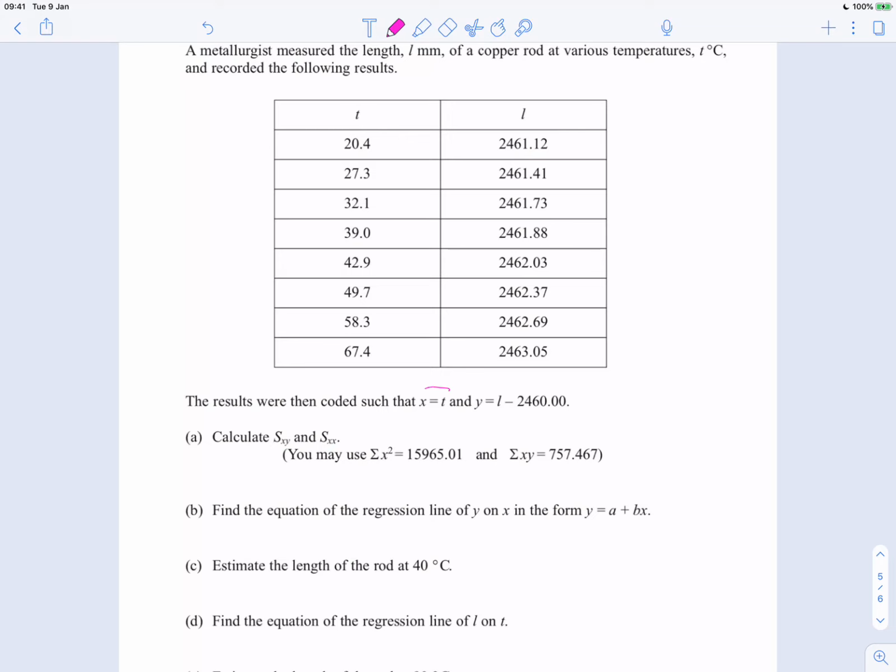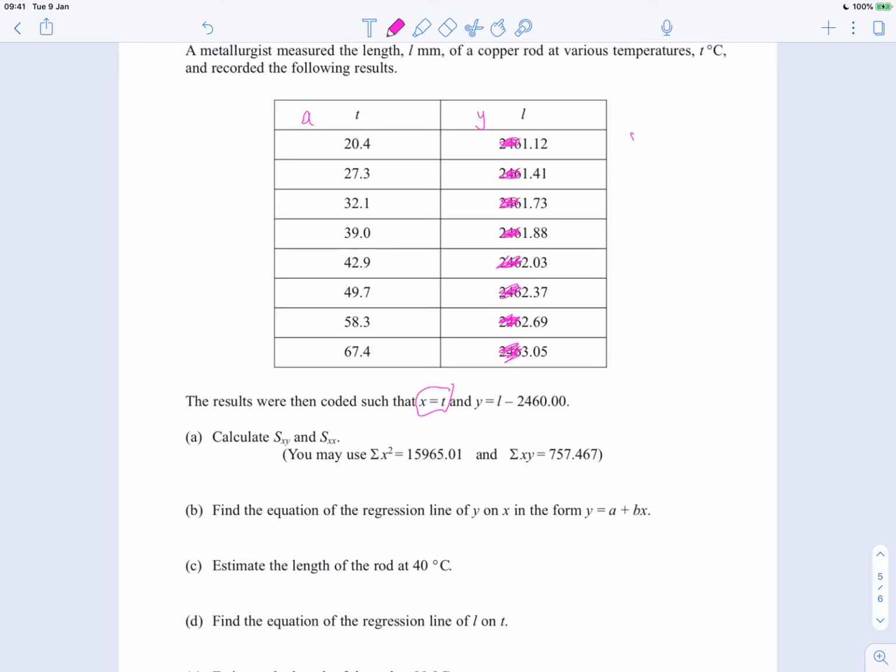Okay, so what does the coding actually mean? Well, if x equals t, nothing's happened, so x is just going to be the same stuff. However, for L, the y value is just L minus 2460. Now, why has that been used? Because now, if we look at this column, we can just get rid of all the 2, 4, 6s in front of it, like so. That's incredibly useful. So this has actually scaled down the data to be a bit more manageable.